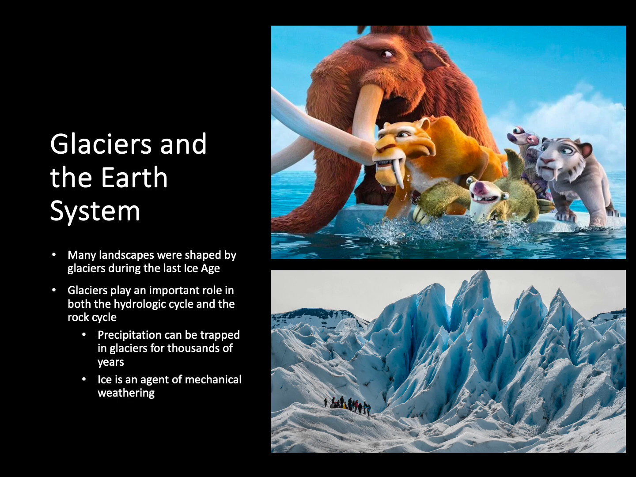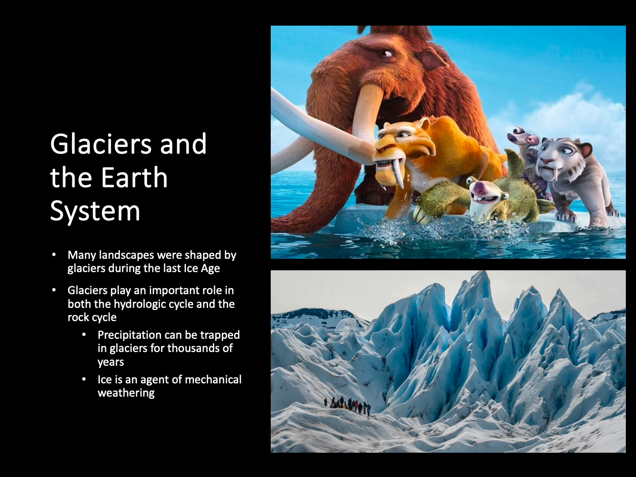And this is because as water is trapped as ice inside of these glaciers, it can't move around the rest of the hydrologic cycle. So that water can be trapped inside of the glacier for thousands of years until it eventually melts. Then it can go through things like evaporation or precipitation again.